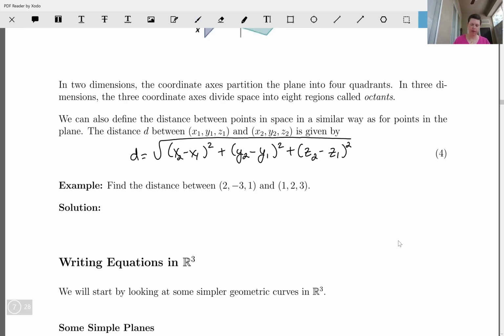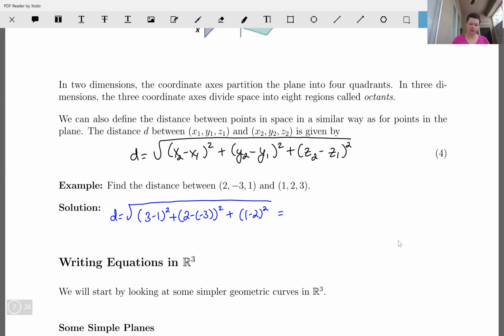So as an example, let's just find the distance between the points (2, -3, 1) and (1, 2, 3). So just applying the formula, we get the square root of 2 minus 1 quantity squared plus 2 minus -3 quantity squared plus 1 minus 2 quantity squared, which gives us the square root of 30. Again, if we're being good, we'll write that as, let me try that again. That's just the square root of 30. We can't be good and reduce that any.